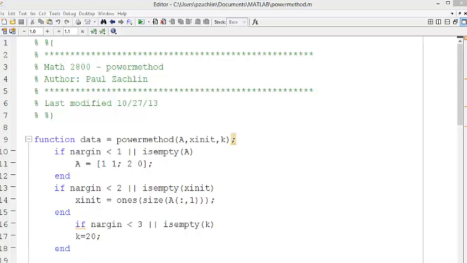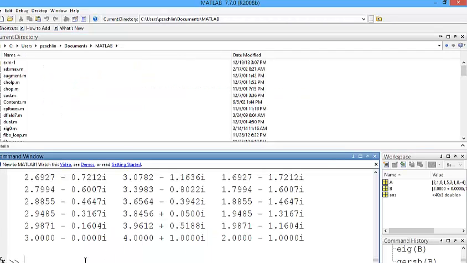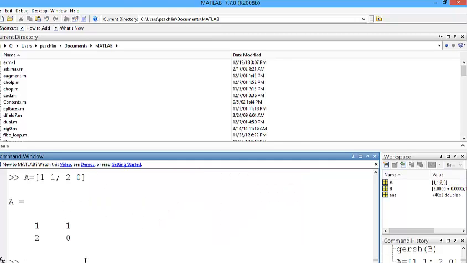We're ready to run. Go to the MATLAB window. We need a matrix. A equals... well, it's 1, 1, 2, 0. So I input the matrix like this, and I need x init. X init equals, in our book, what was the initial vector? I think it's 1, 0. 1 semicolon 0. And then we need a k value. Looks to me like we've been doing 8 steps. If you put a semicolon, then it won't spit out the output. And now I'm ready.